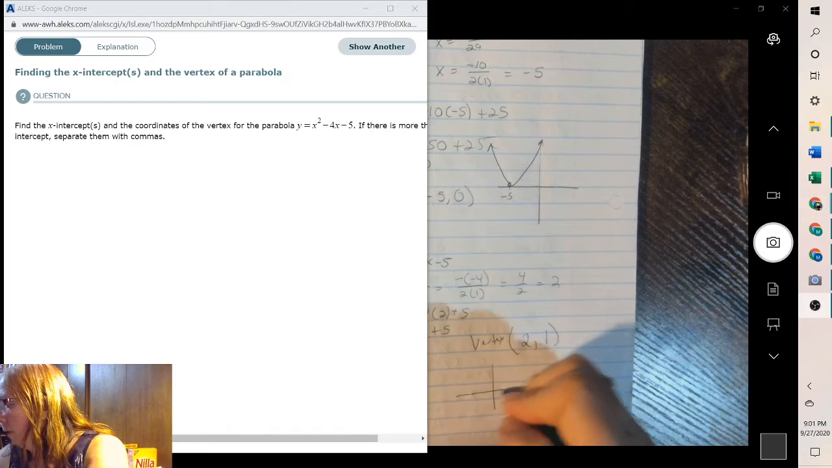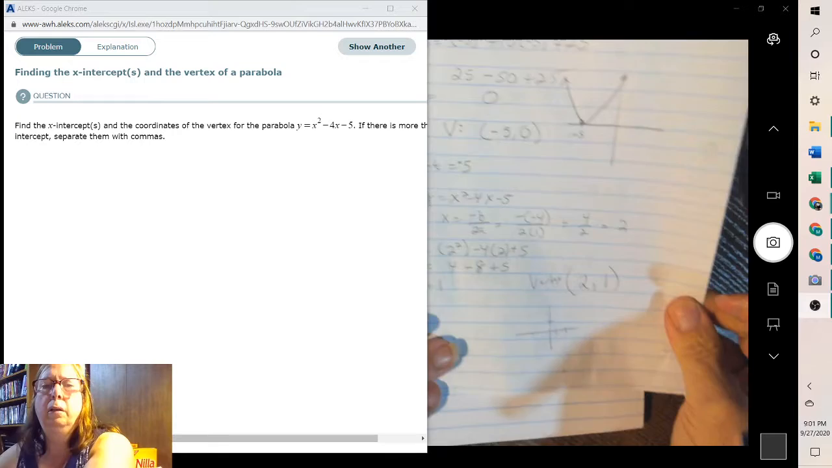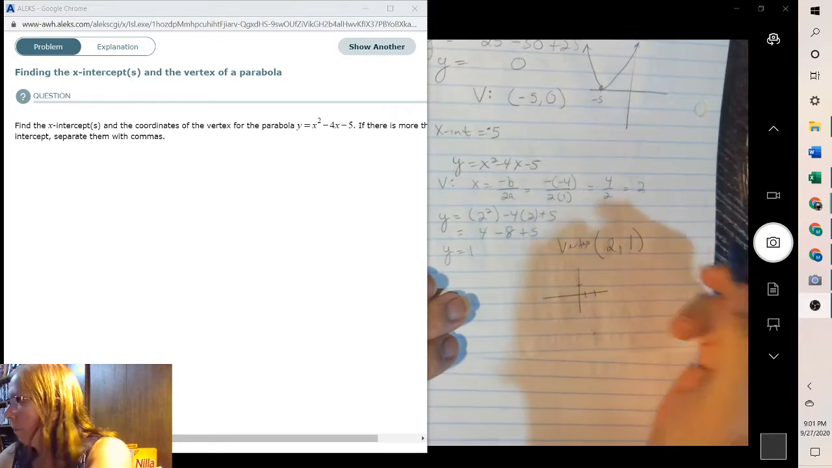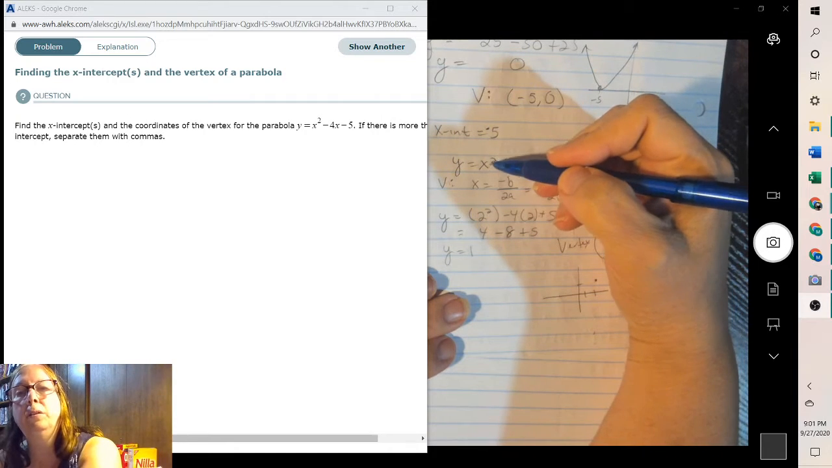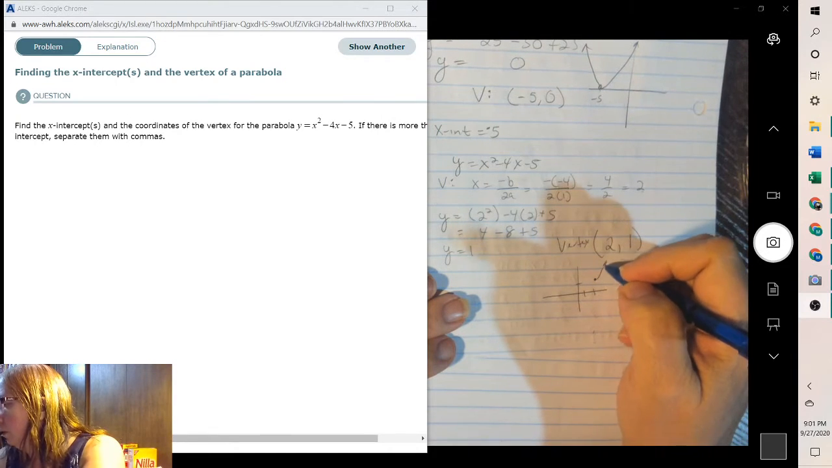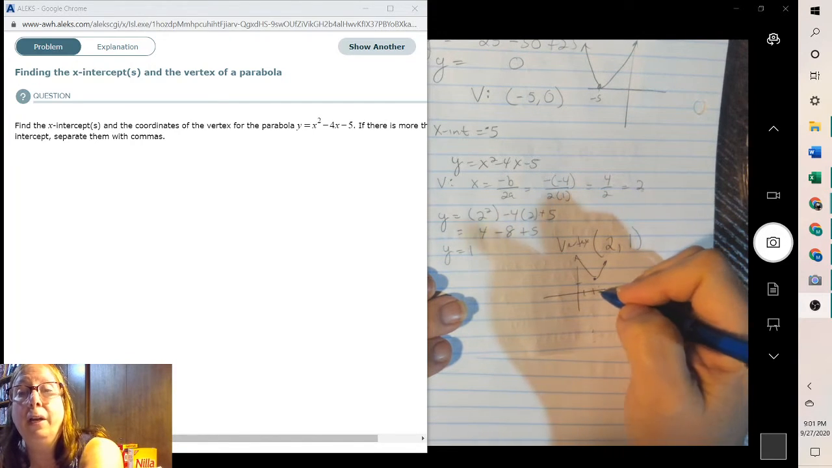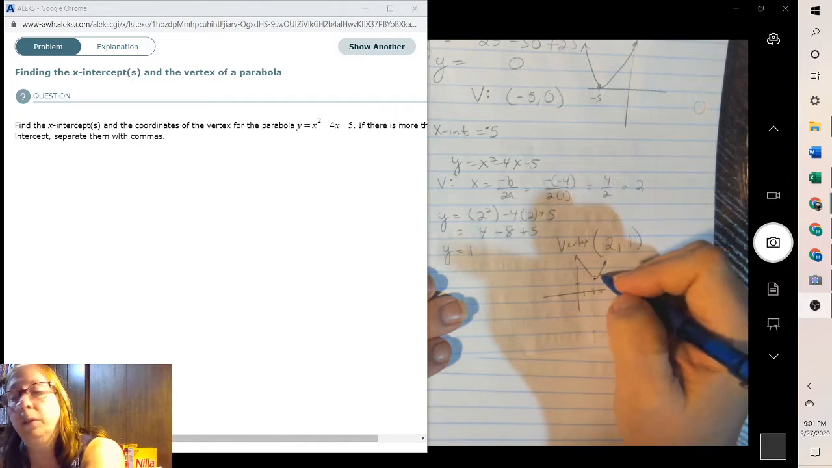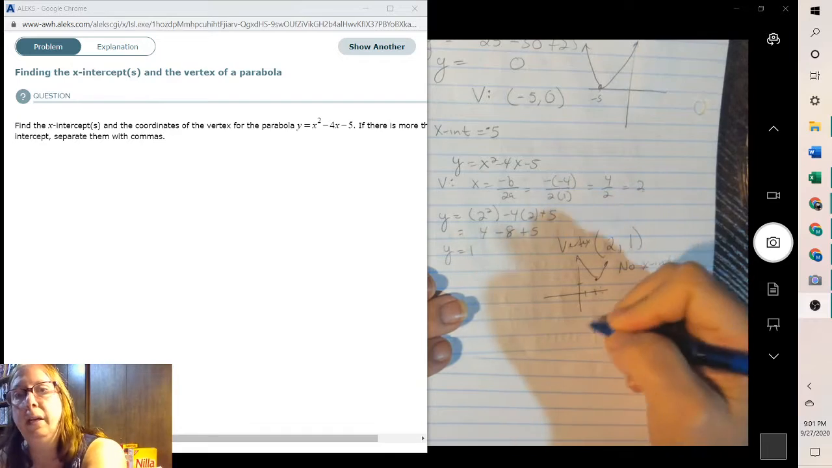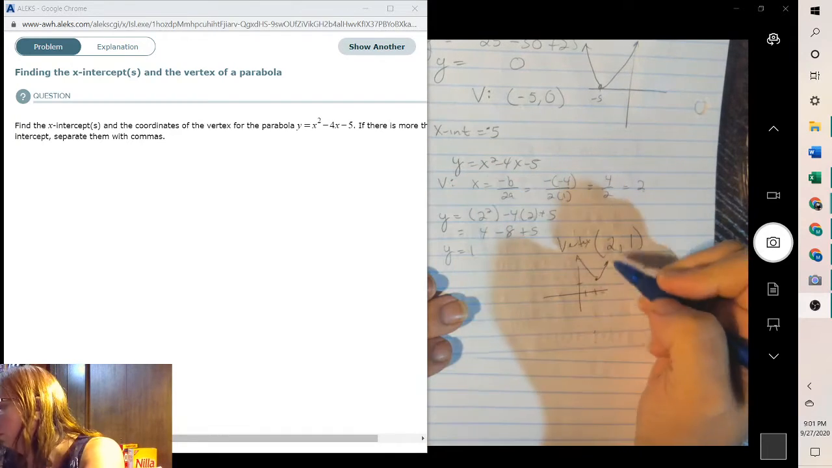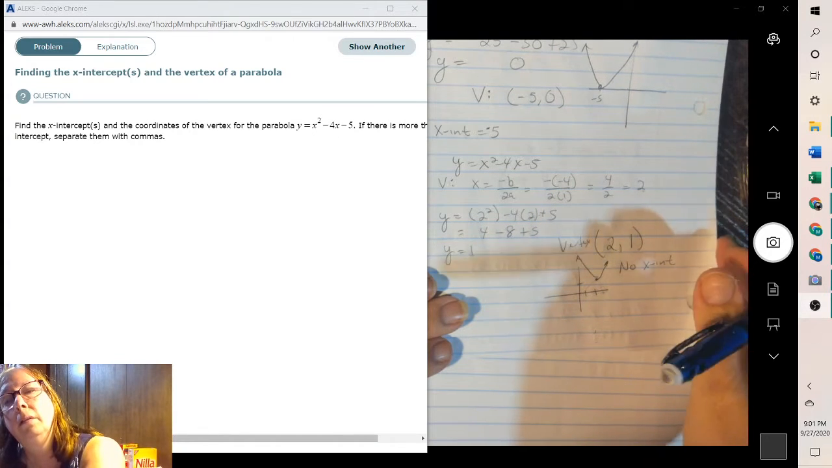Now notice when we graph that, we would go over 2 and up 1, so it's here. The graph is going up because the x squared is positive. We're never going to hit the x-axis, so there are not any x-intercepts. So always check the vertex first. No x-intercepts because it's not going down. If this were negative and it was going down, then you would have had 2 to look for, but in this case there was none. So always check for that.